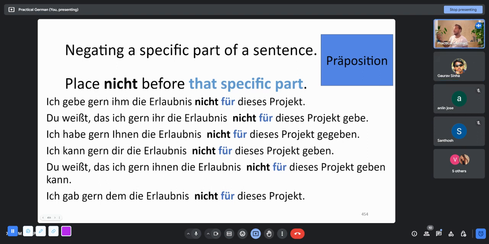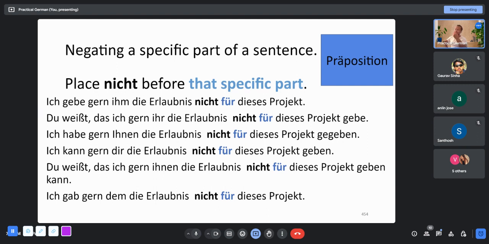Now let's look at the sentence. You have a subject, a verb, an adverb, a dative object, an accusative object, then a preposition, and after that also a noun. So you can place nicht before für, before die Erlaubnis, before ihm, and of course before gern. You can also place nicht over here: nicht ich, sondern, for example, not me, but he will give the permission for this project. So you can place nicht almost everywhere.